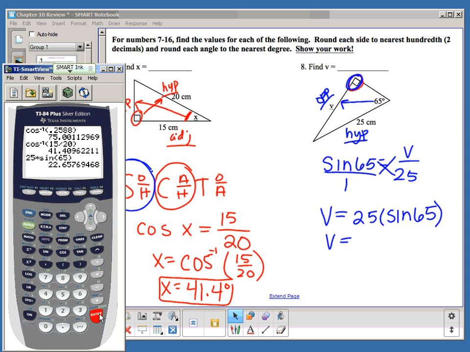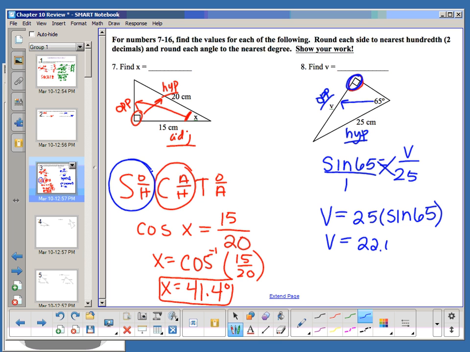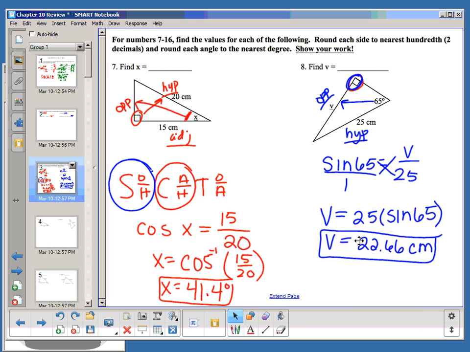And I get 22.66, let's say. And it's centimeters. And now always check back. Does it make sense that that side's a little bit smaller than your hypotenuse of 25? And yeah, it does, because the hypotenuse is always the biggest side.